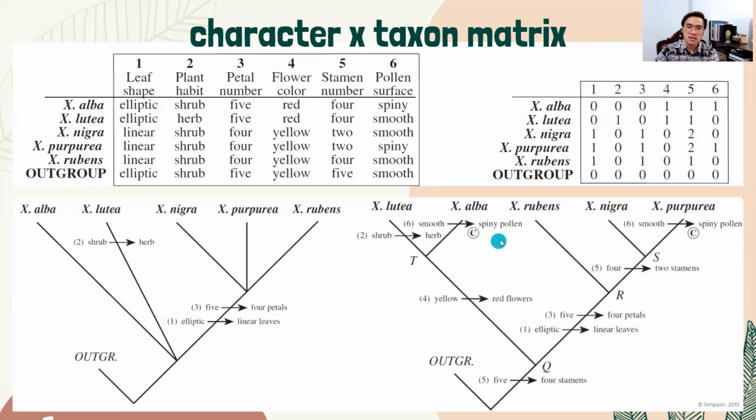In this case, the spiny pollen was just maybe a product of a mutation in Ex alba, and that's also the same in Ex purpurea. But that doesn't tell us that Ex alba and Ex purpurea share a more recent common ancestor compared to their other closely related species. Meaning the other characters in this case still outweigh the grouping that could otherwise be made by character 6.